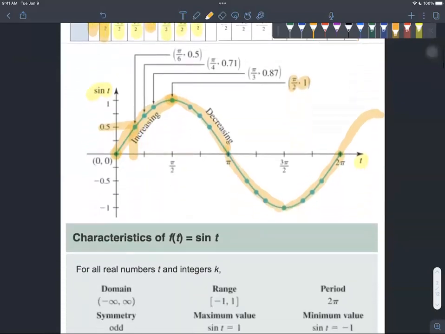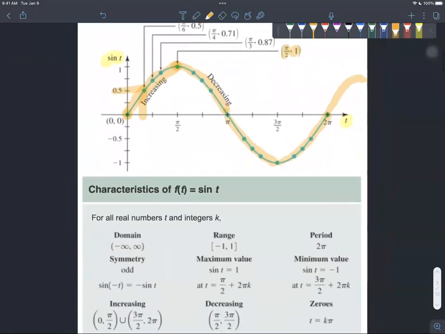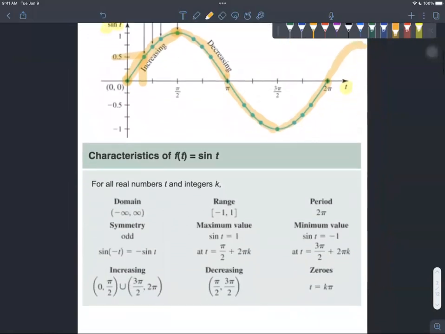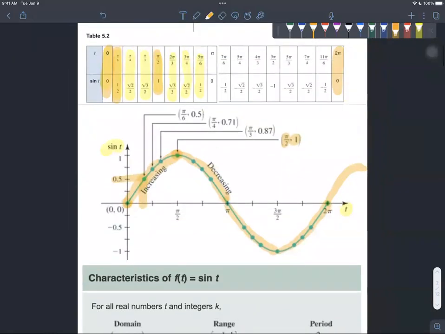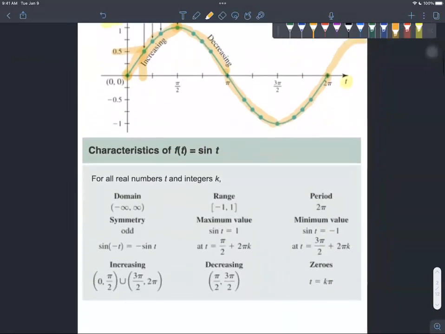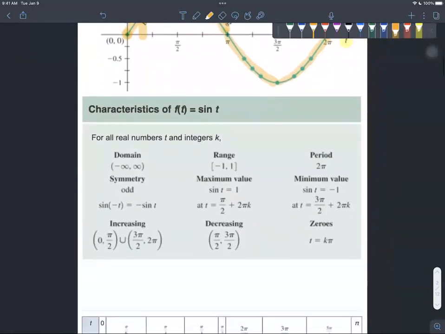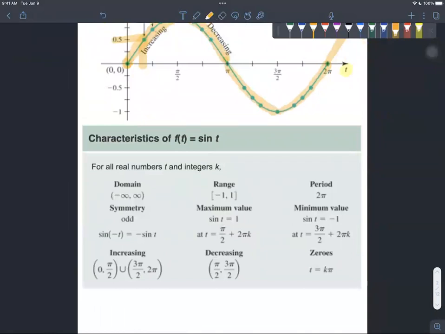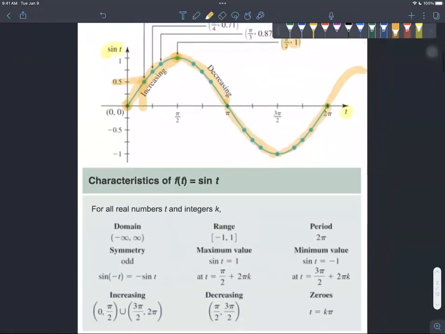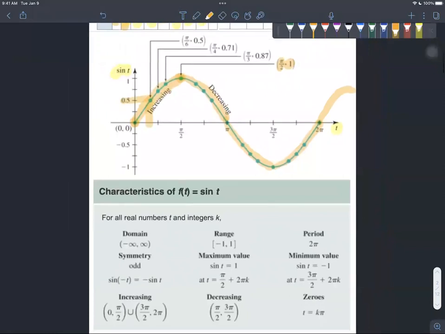Okay, so let's talk about some of the characteristics of the sine function. And all of this is actually from the textbook, so you're welcome to take a look at the textbook. Just screenshot it there. So a couple of notes here. We'll talk about them for sine. The domain is all real numbers. You can take the sine of any angle. The range is from -1 to +1.